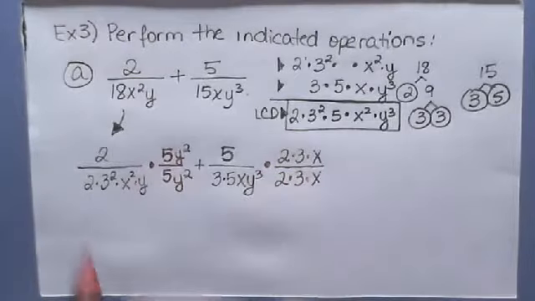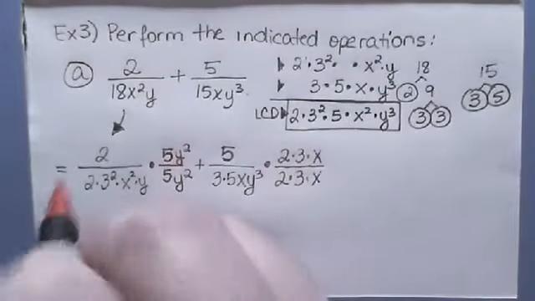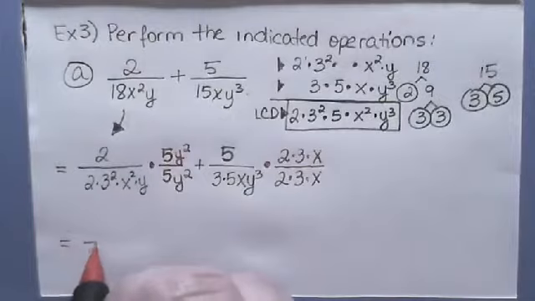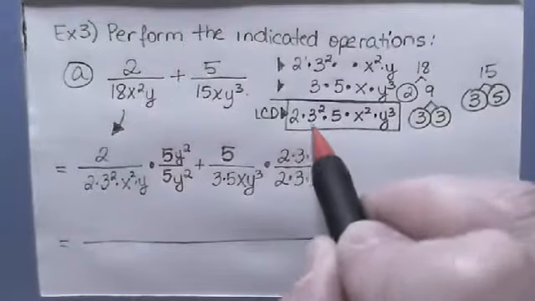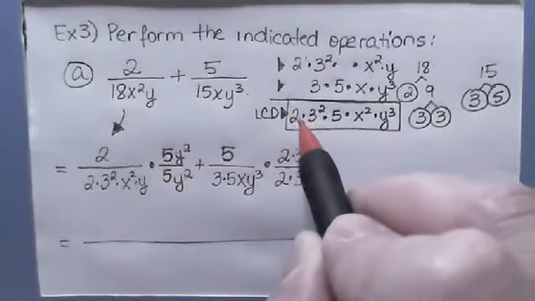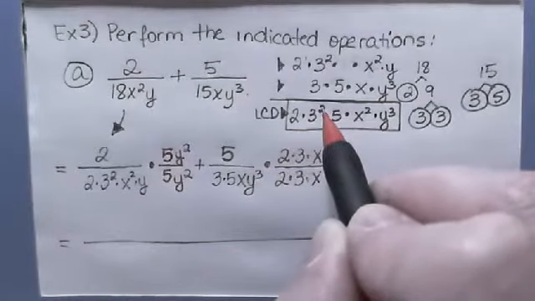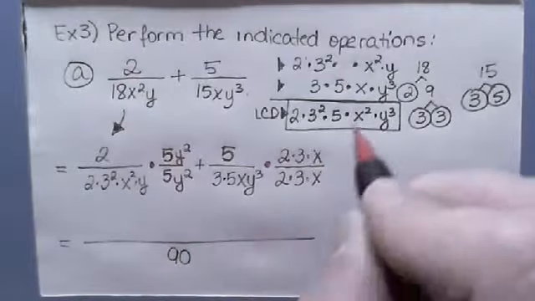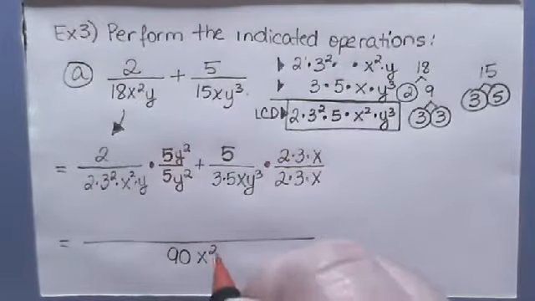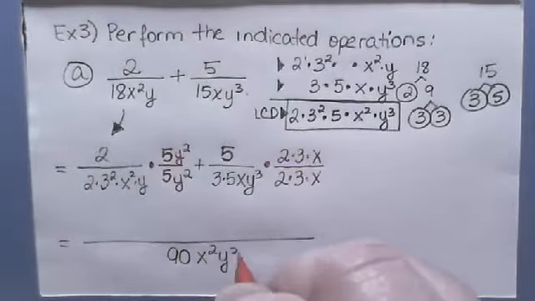So let's go back here. Now that we have a common denominator, I'm going to write it over here on the bottom. And once you write it here, you can go ahead and multiply this out. So this would be 2 to the third, 2 times 3 to the second. 3 to the second is 9. So 2 times 9 is 18. 18 times 5 is 90. So we have 90 x squared y to the third.